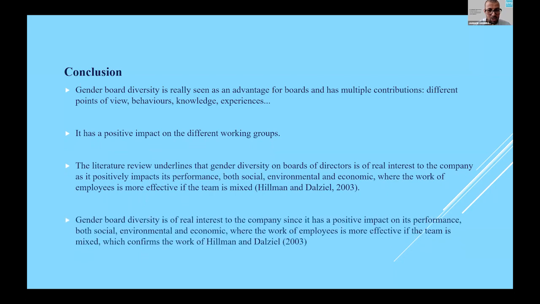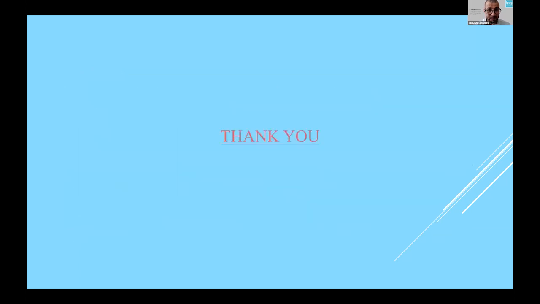We can say also the board gender diversity is of real interest to the company, since it has a positive impact on the performance, both social, environmental, and economic, where the work of an employee is more effective when the teams are mixed, which confirms the work of Ilman and Dalzai 2003.